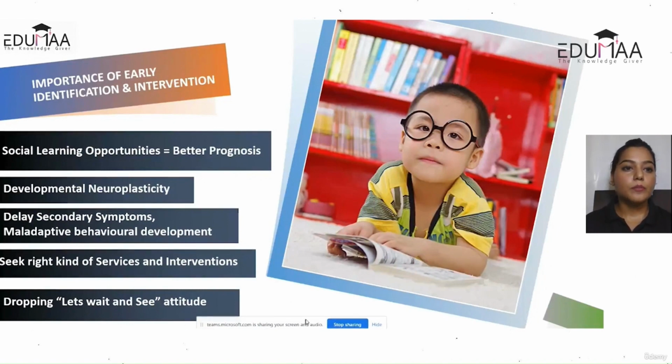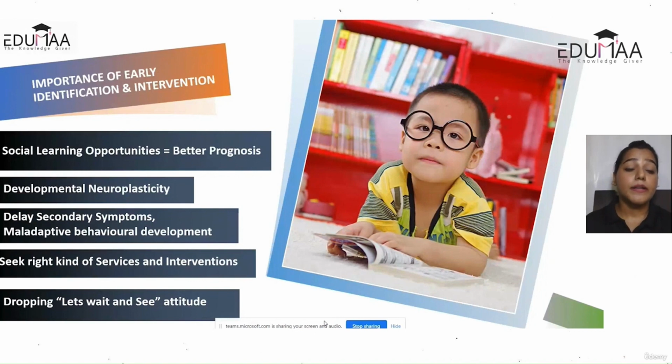So, importance of early identification and intervention. Why is it important to identify early, intervene, and help our child? Because we have so many social learning opportunities at a smaller age. Before 5 years of age, we can give them more learning opportunities, which will lead to a better prognosis. That means their symptoms can be reduced and modified the earlier we intervene.